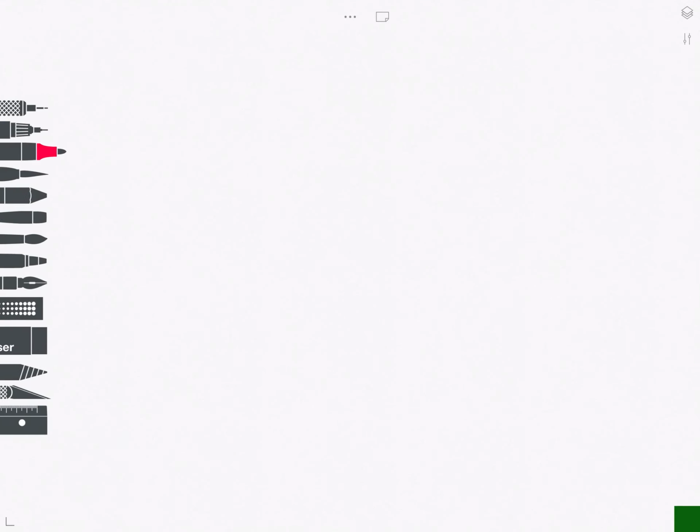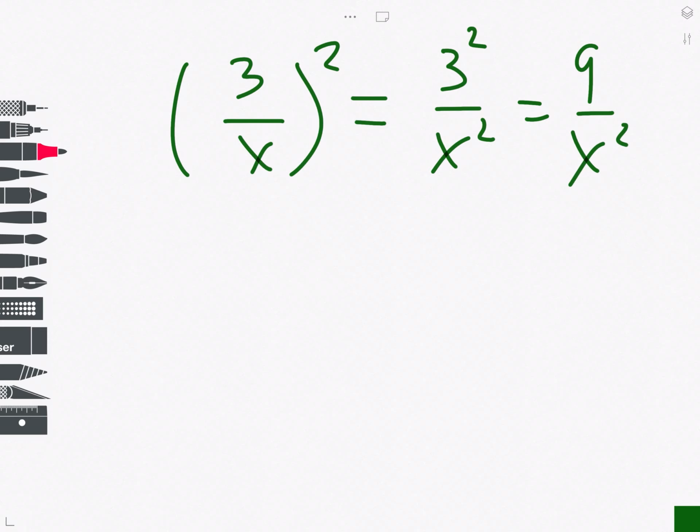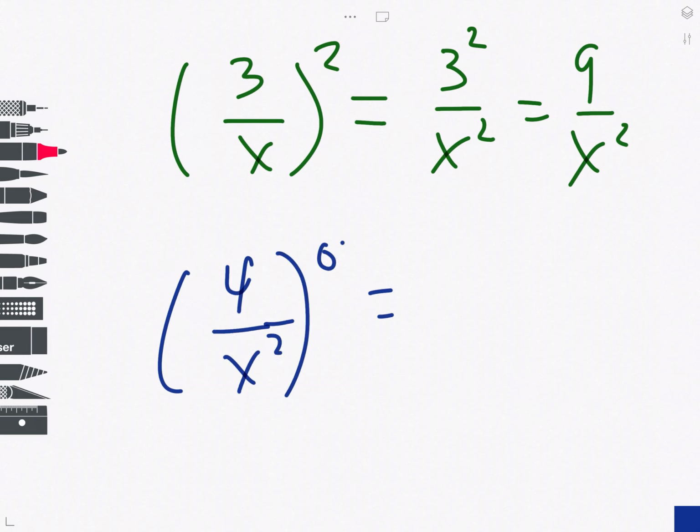The next thing we're going to look at is fractions. Fractions are pretty simple. You just do it to the top and to the bottom. So if I had (3 over x) squared, that'd be 3 squared over x squared. In other words, 9 over x squared. Same thing with zeros. If I had (4 over x squared) to the 0, 4 to the 0 is 1, x squared to the 0 is 1, and 1 over 1 is just 1. So fractions work just the same. You just do it to the top, do it to the bottom.